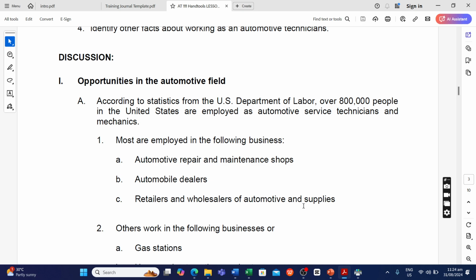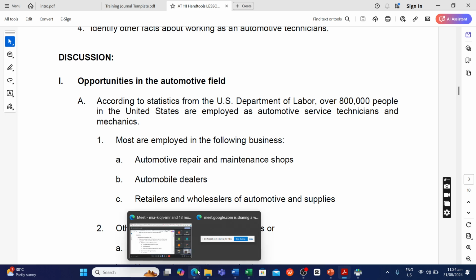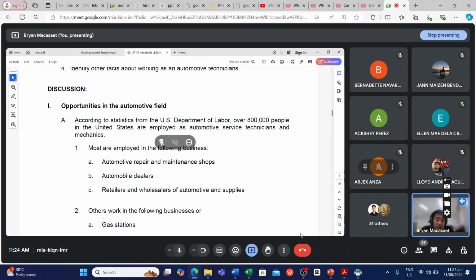So, what are the opportunities in the automotive field? According to the statistics from the US Department of Labor, there are over 800,000 people in the United States employed as automotive service technicians and mechanics, meaning there is a great demand in terms of the automotive technology area. So, syempre, napakaraming sasakyan. Laging sinasabi ko sa aking mga estudyante, halos lahat yata ng tao merong sasakyan. Kung hindi man motor, edi 4 wheels. Lahat yata ng tao nag-aatika na magkaroon ng sasakyan kasi part ng ating buhay yung transportation.